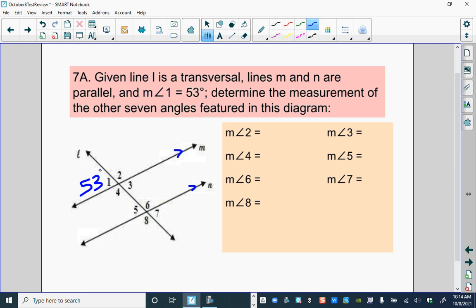Angle 3. Okay, what would angle 3 be? 53, because zigzag, Charlie Brown. Charlie Brown zigzag. But what other reason, well, begins with a V. What type of angles are angle 1 and 3? Vertical. That's the winner. But yeah, that's a nice way to think about it, the Charlie Brown idea.